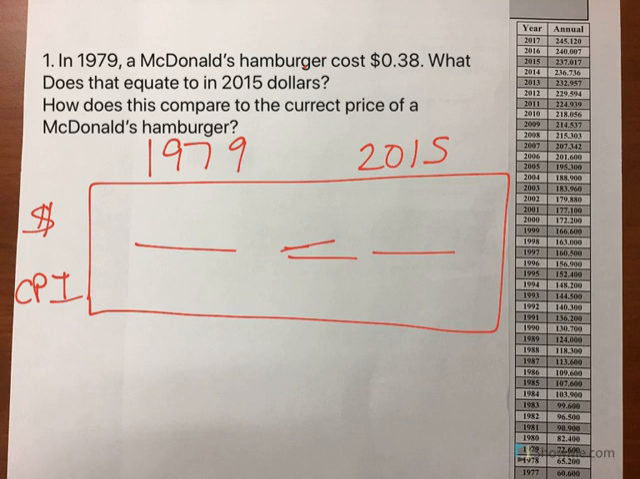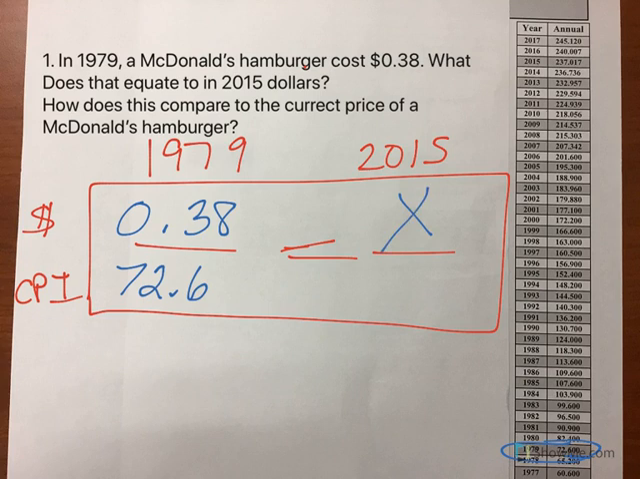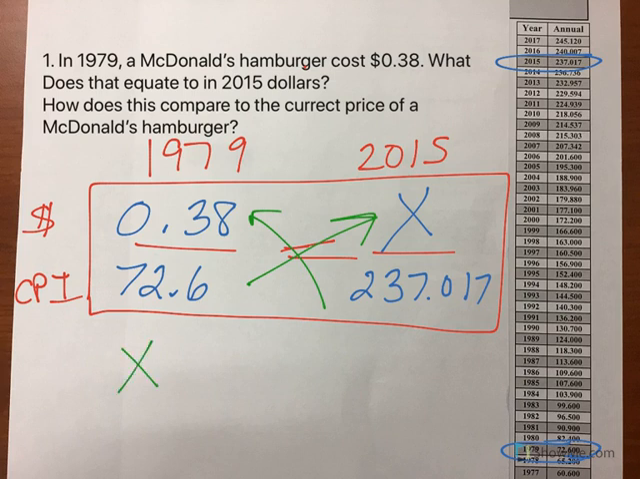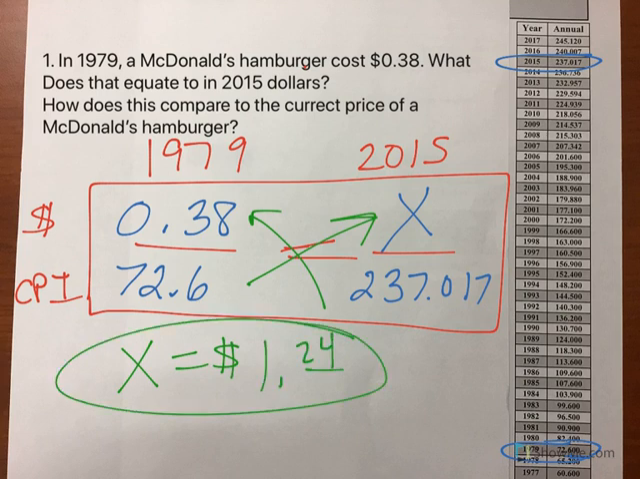Okay, so think about this. In 1979, the hamburger was 38 cents. And in 1979, we come down here, the CPI value was 72.6. The zeros after a decimal point mean nothing. Then we go to 2015. I don't know what the price of the hamburger would be if it just rose with inflation, but I've got a CPI value of 237.017. Now I can cross multiply and solve, and we would say if a hamburger was 38 cents in 1979, then that hamburger should be $1.24 in 2015.